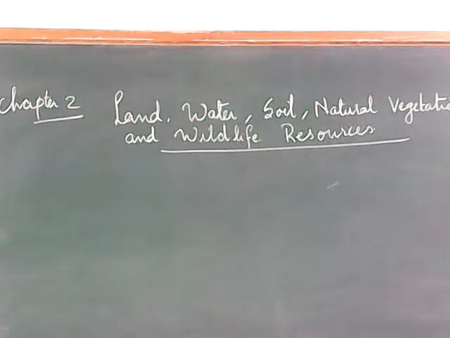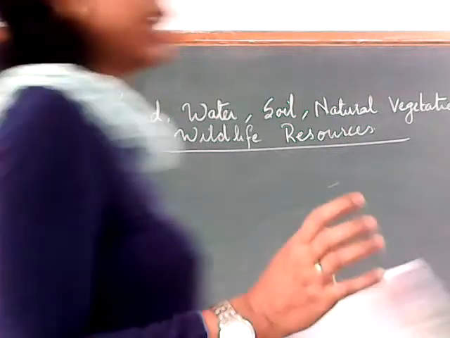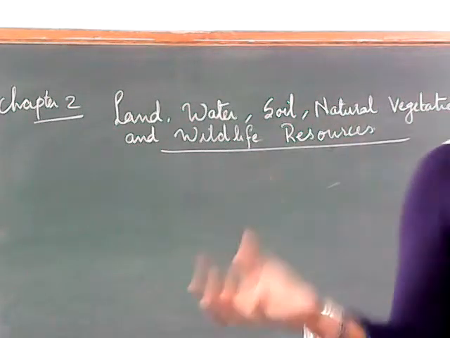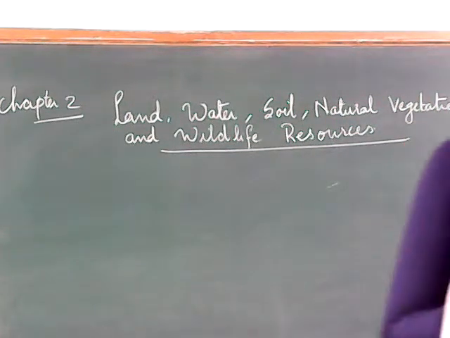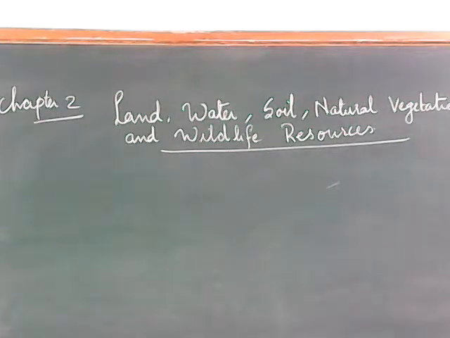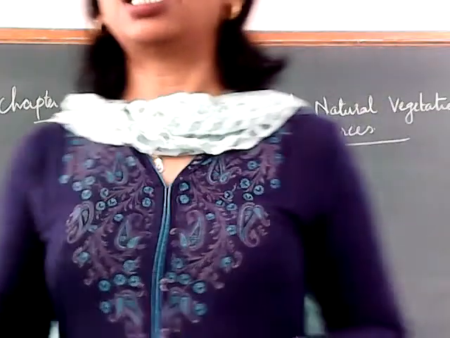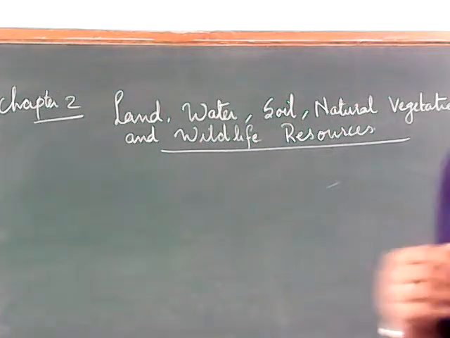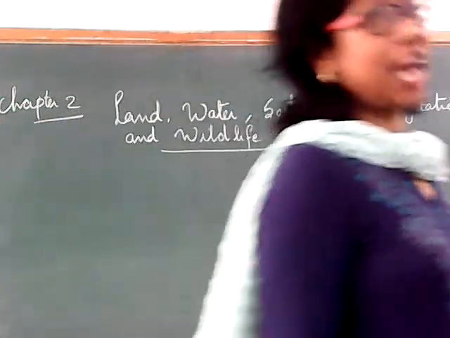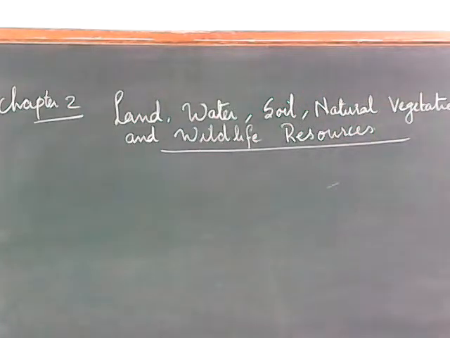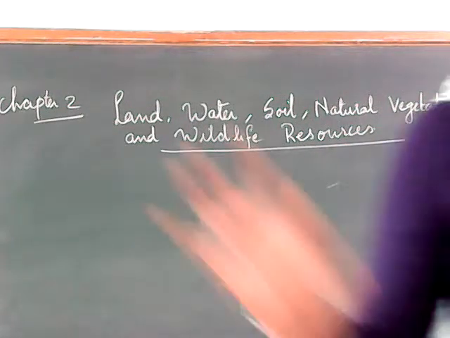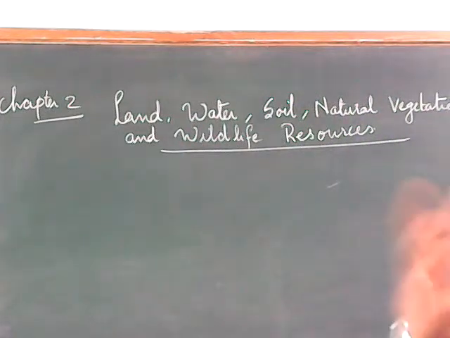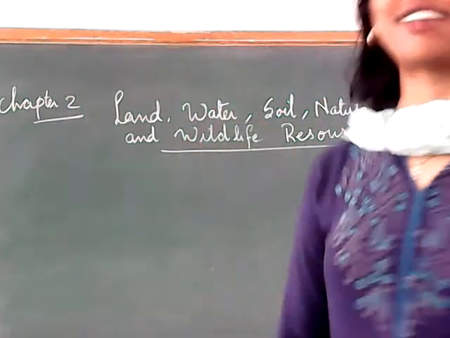Okay, so in the first chapter we have seen resources. Resources are anything that satisfies our needs, and resources especially are materials or substances that we get directly from nature without any modification, called natural resources. So if you see the topic land, water, soil, natural vegetation and wildlife, they are all resources. But can you tell me which type of resources all these are?